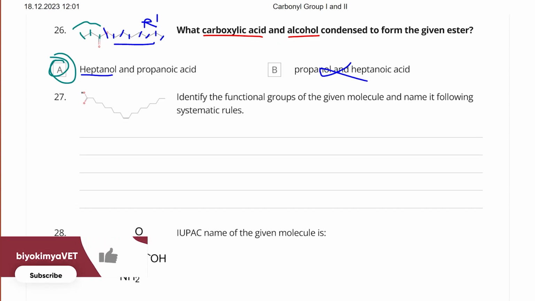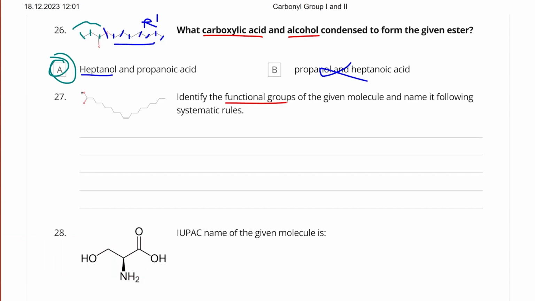Continue on to 27. Identify the functional groups of the given molecule and name it following systematic rules, which is the IUPAC rule. The functional groups are very easy. As you see, we have a carboxylic acid, which will be an oic acid. But there is an alkene. This is the ene suffix. Alkene, not alkyne, sorry, alkene. So the acid is the superior group.